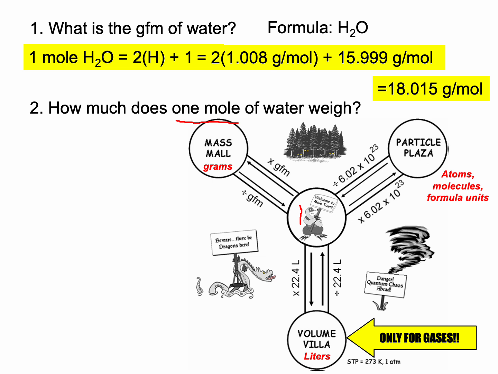Next part, you want to look at where you're trying to get to. So we're looking for how much it weighs. So that means we're trying to get to mass mole. So that means we're going to go 1 times the GFM, which is 18.015, to get how many grams. So that means that 1 mole of water weighs 18.015 grams.